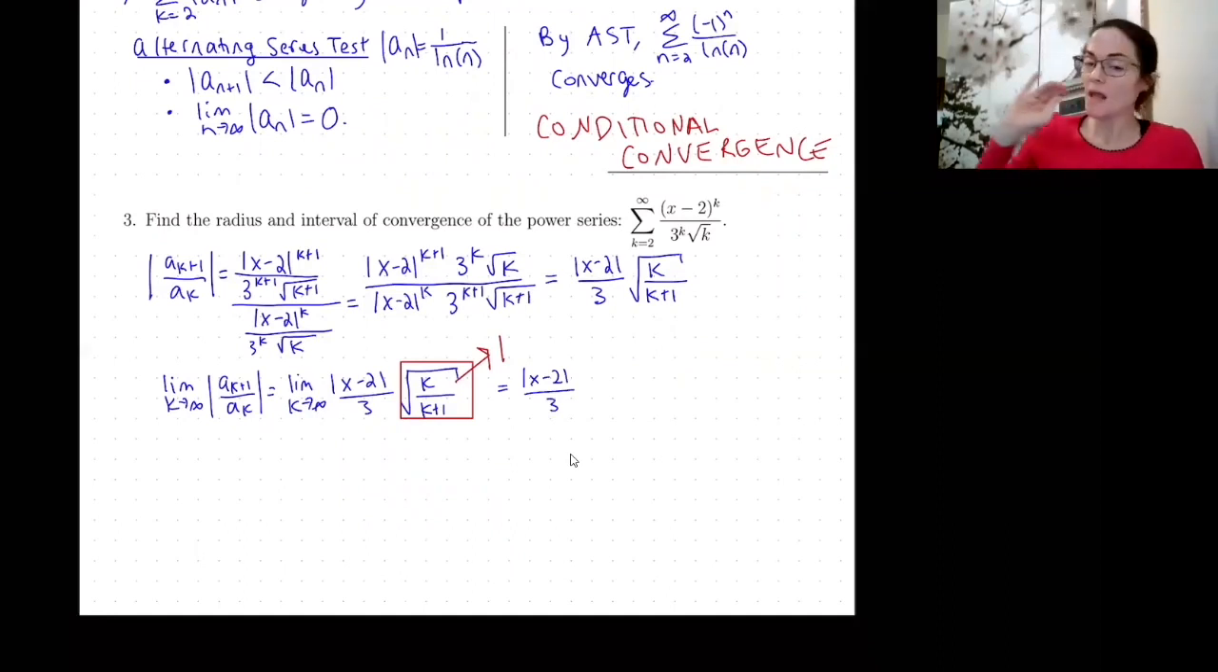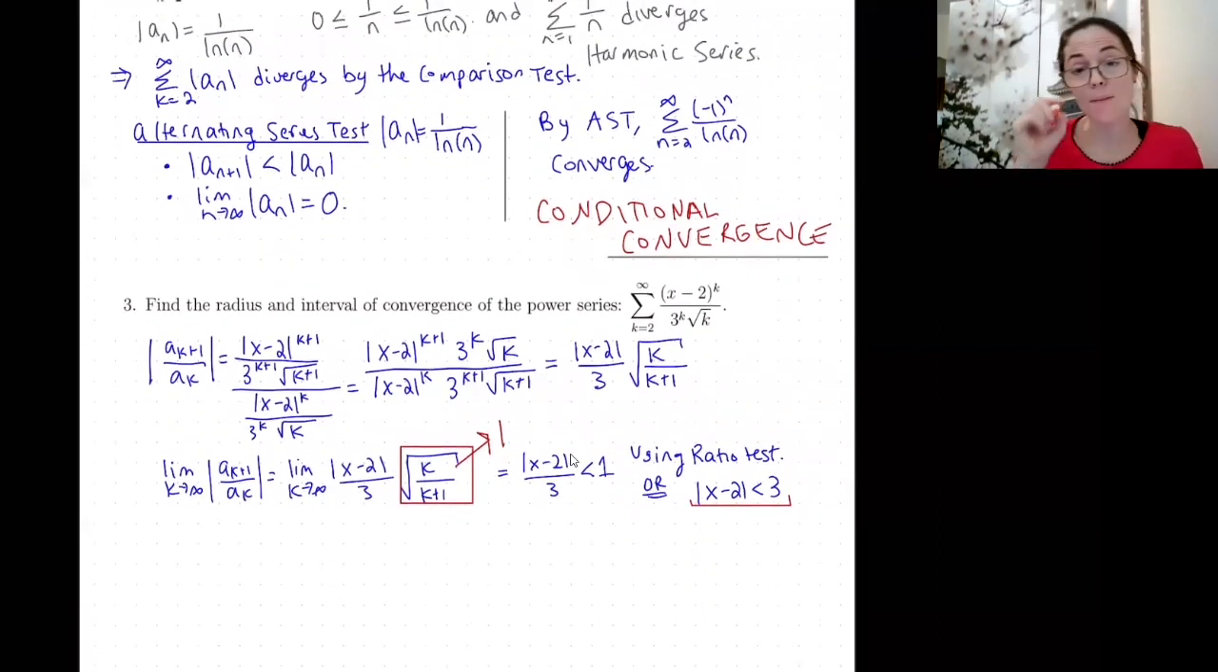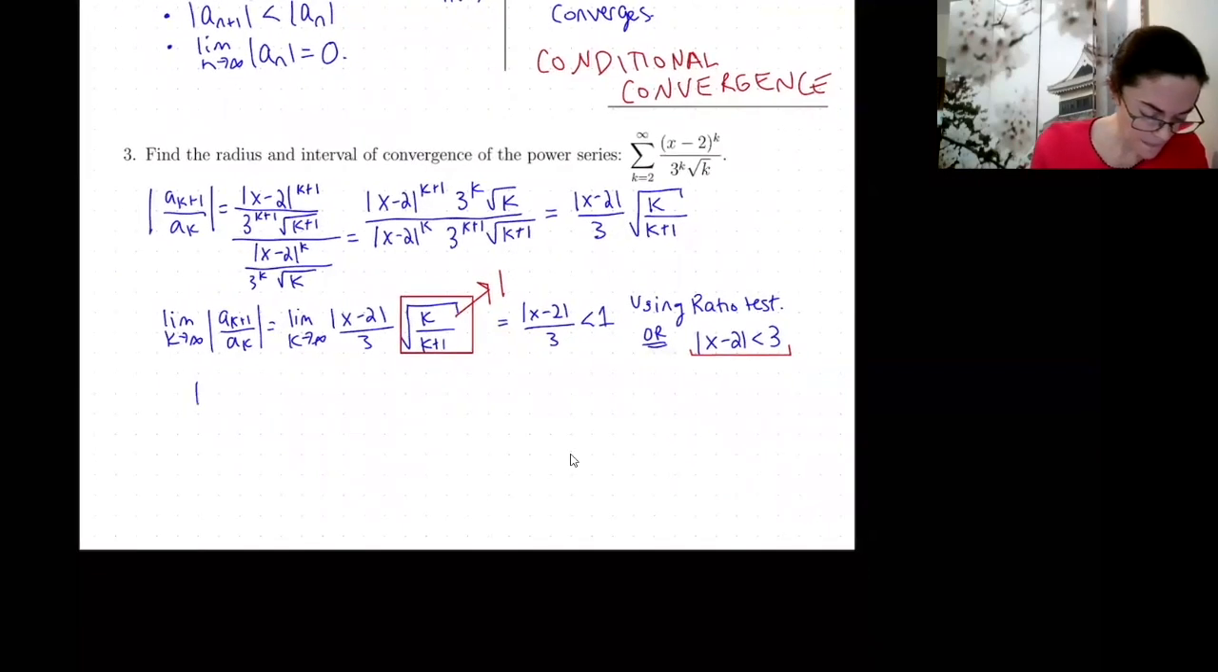Using the ratio test for convergence, I need this limit to be less than 1, or the absolute value of x minus 2 less than 3. And this is what will tell us the capital R. Because it was a theorem that when you have the absolute value of x minus the center less than some number, and that's what you know for convergence, and you know if you're bigger than that number it diverges, then that means this is the radius of convergence. So capital R is 3.